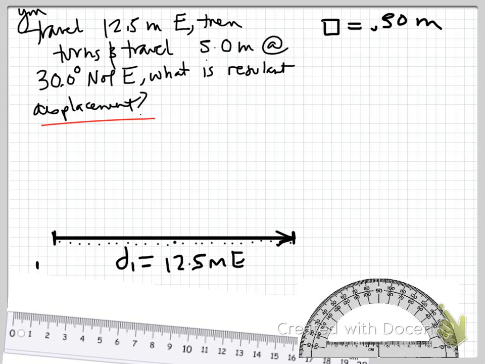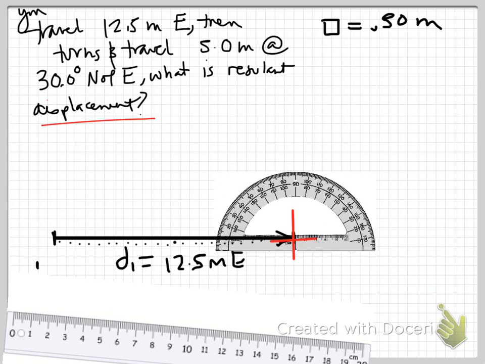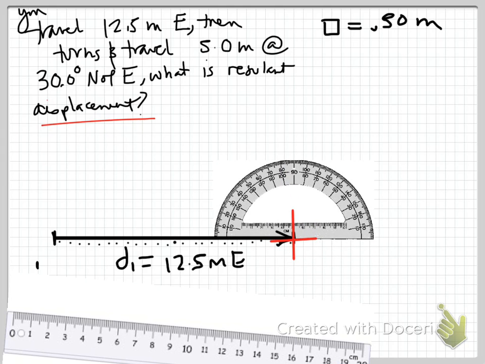So now comes the more interesting part. I need to turn and go 30 degrees north of east. This is where in the video I showed the little compass rose trick. You're going to want to put that compass rose right there, and you're going to need a protractor. You set your protractor with the little 0 dot right on the center of your compass rose, and you draw a line from that center dot out through 30 degrees.